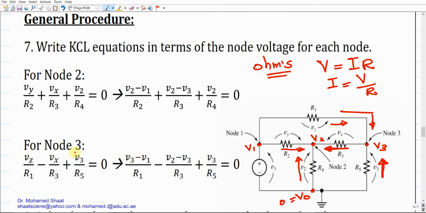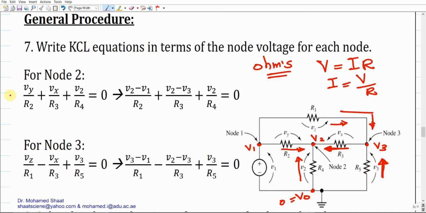So if we decide to write the Kirchhoff current law for node 3, Vz over R1 gives this current, which has already entered the node, so that's why it is positive. But Vx over R3 is another current which just leaves the node. Anything that leaves the node, you have two options: either put it negative, or just put it on the right hand side. It's going to be the same equation. If you simply put it negative here because it leaves the node, plus V3 over R5, it enters the node, so it should be positive, equal to 0.